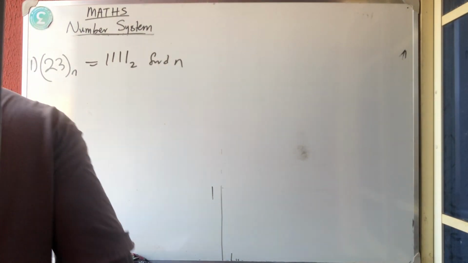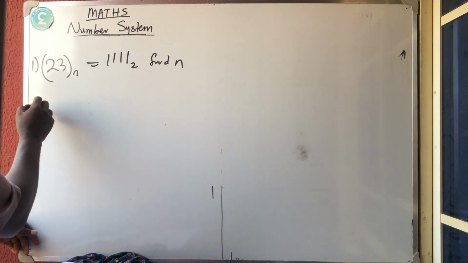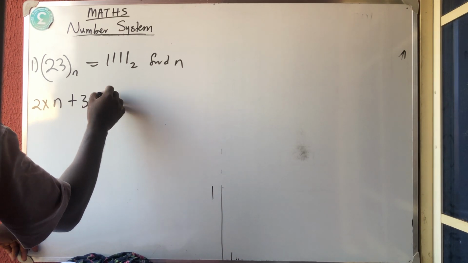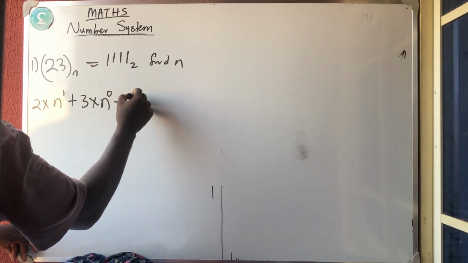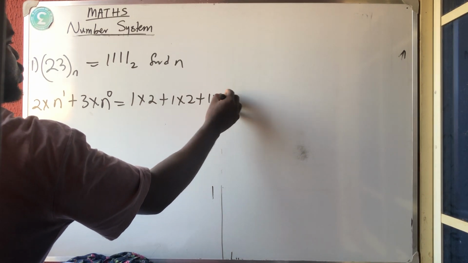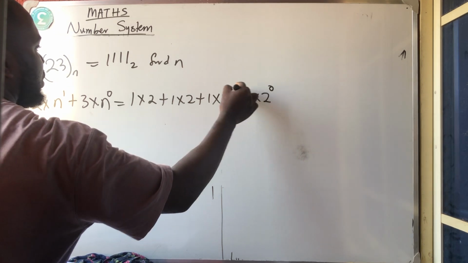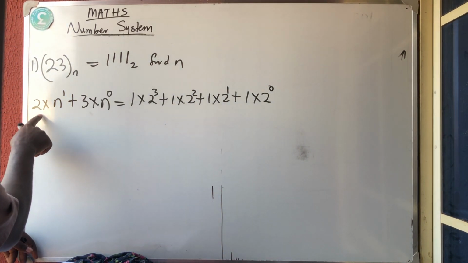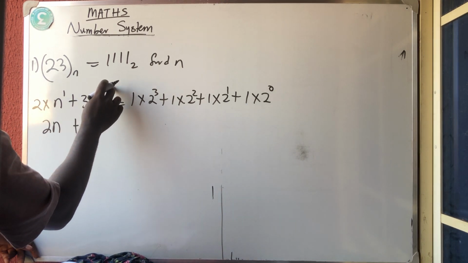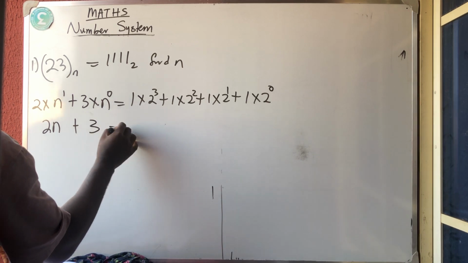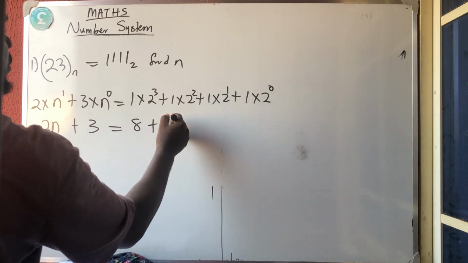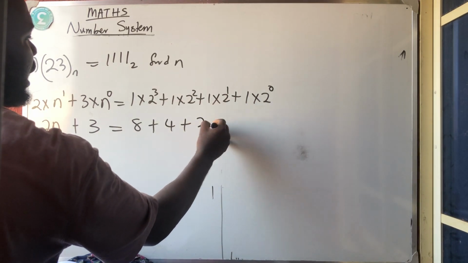Now the only thing we need to do is to convert everything to base 10. And how do you convert to base 10? By saying 2 times n plus 3 times n to the power 0, is equal to, convert this one, 1 times 2 cubed plus 1 times 2 squared plus 1 times 2 plus 1 times 2 to the power 0. So n to the power 1 is there, 2 times this will give me 2n plus n to the power 0 is 1, 3 times 1, I'm having 3 here, is equal to, here is 8, 8 times 1, 8, plus here is 4, 4 times 1, 4, plus here is 2, and here is 1.